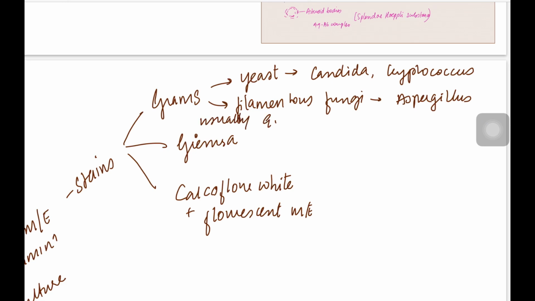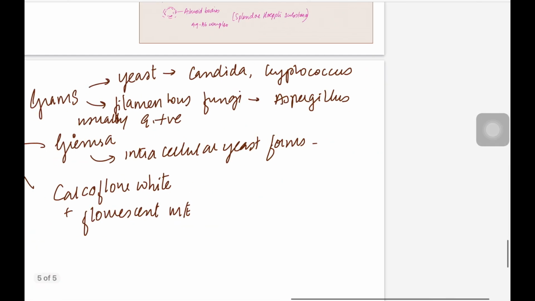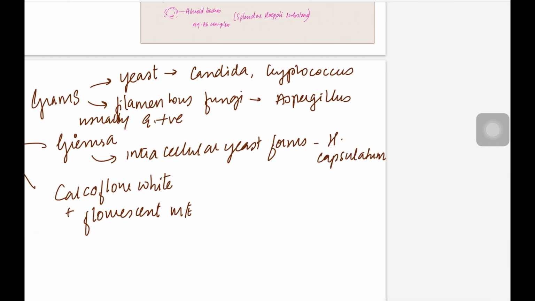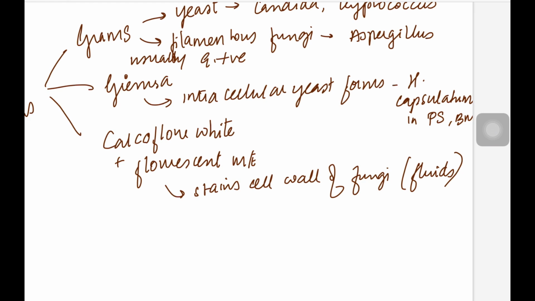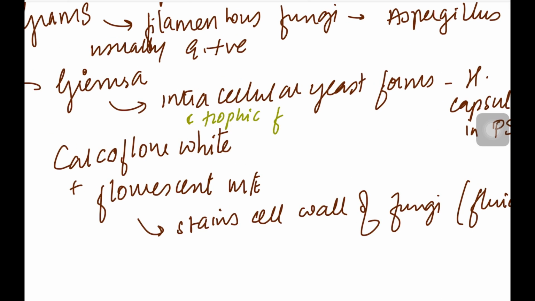Then Giemsa stain we can use. It's used in the examination of bone marrow and peripheral blood smear. Here we can see intracellular yeast forms of Histoplasma capsulatum, and also trophic forms of Pneumocystis jirovecii. That was about the Giemsa. Then calcofluor is for detecting all fungi in fluid specimens. It detects the cell wall. It's rapid, 1 to 2 minutes. Coupled with fluorescent microscopy, it will appear bright, but it needs a fluorescent microscope.